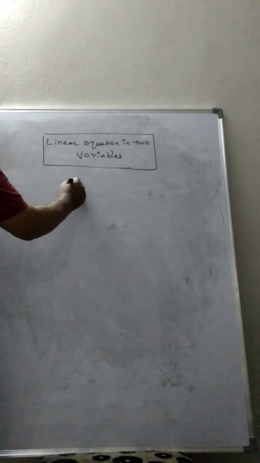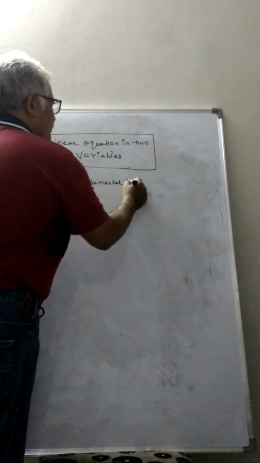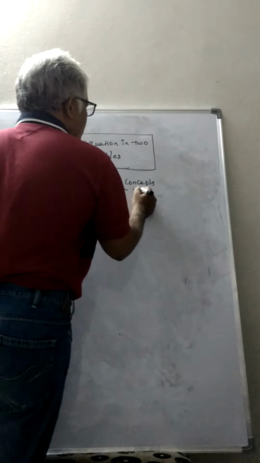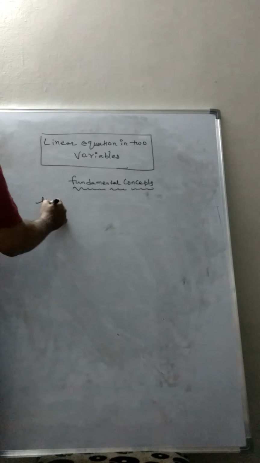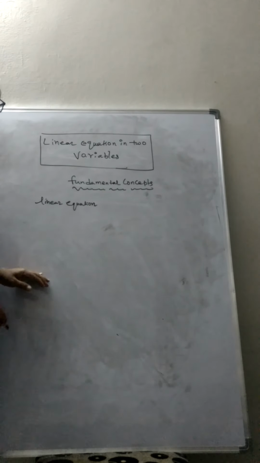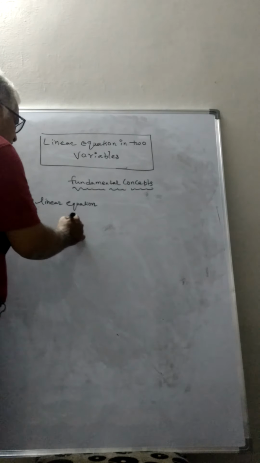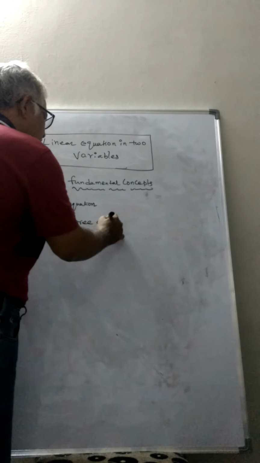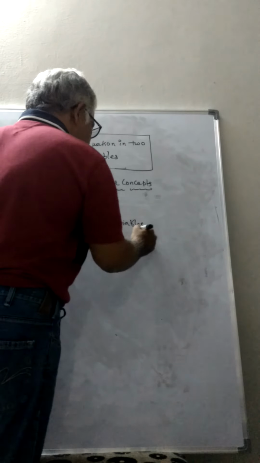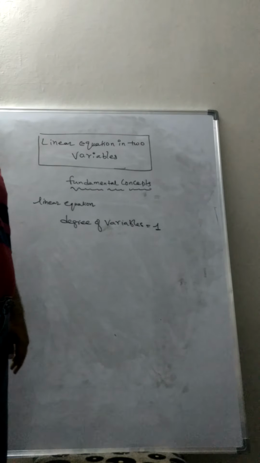First, we will see the fundamentals. Fundamental concepts. We will begin with what the linear equation is about. An equation obviously involves an equality symbol. Linear means the degree of the variables. How many variables are involved here? Variables involved are 2. The degree of the variable should be 1. The variables may be any number.